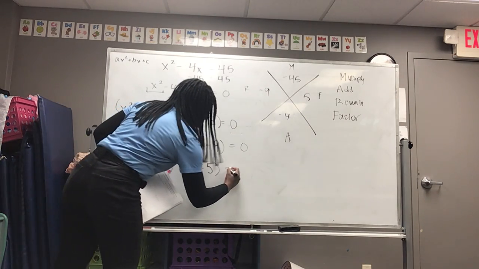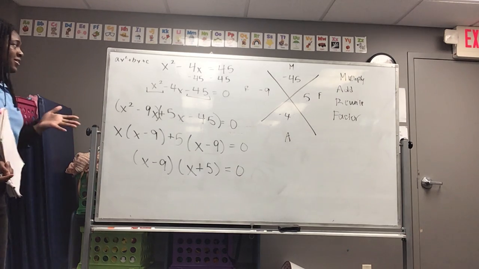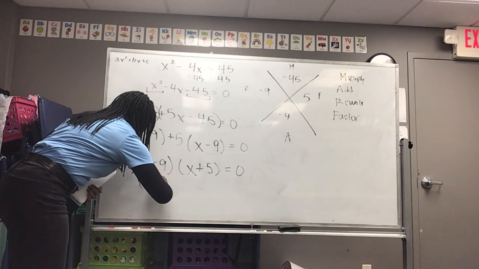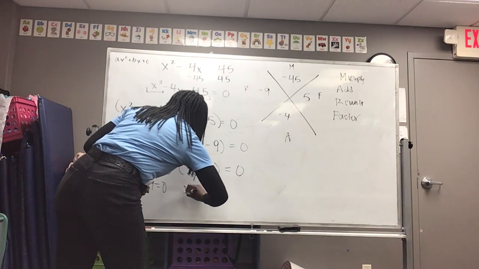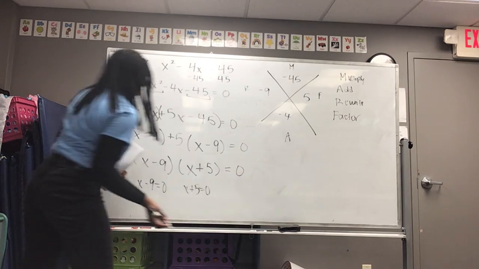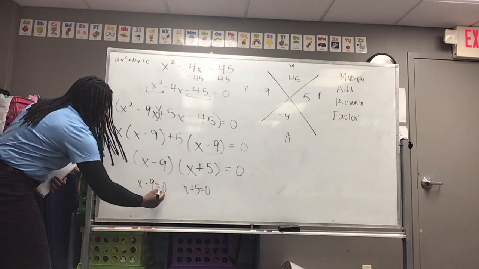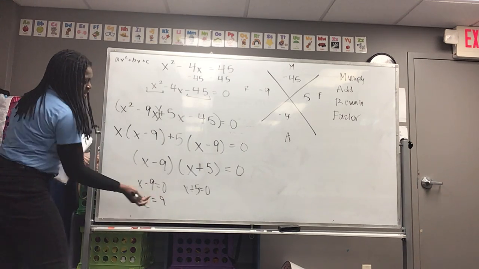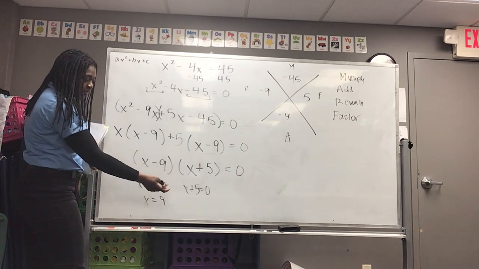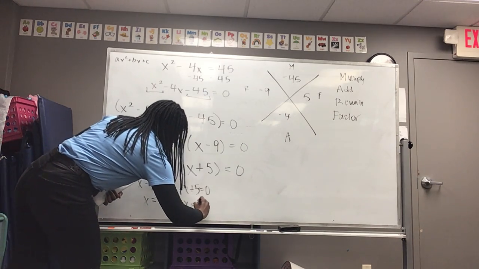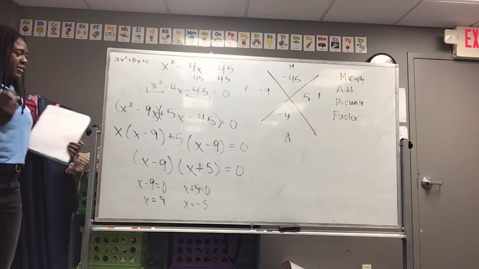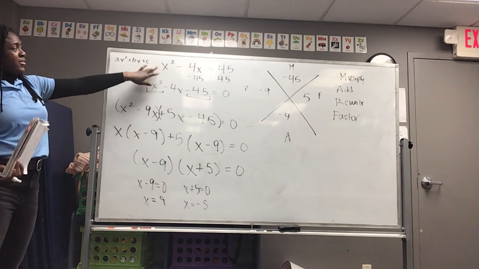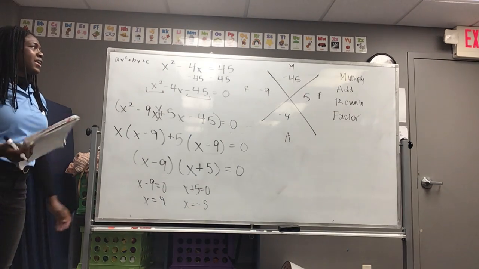And then remember to set it equal to 0. And so lastly, to find our solution to this problem, we'll set x minus 9 equal to 0, and then x plus 5 equal to 0. To solve for x here, I just need to add 9 on both sides, and x would equal 9. To solve for x on this one, I need to subtract 5 on both sides, and then x would equal negative 5. So 9 and negative 5 are my solutions to this thing we started with, x squared minus 4x equals 45.